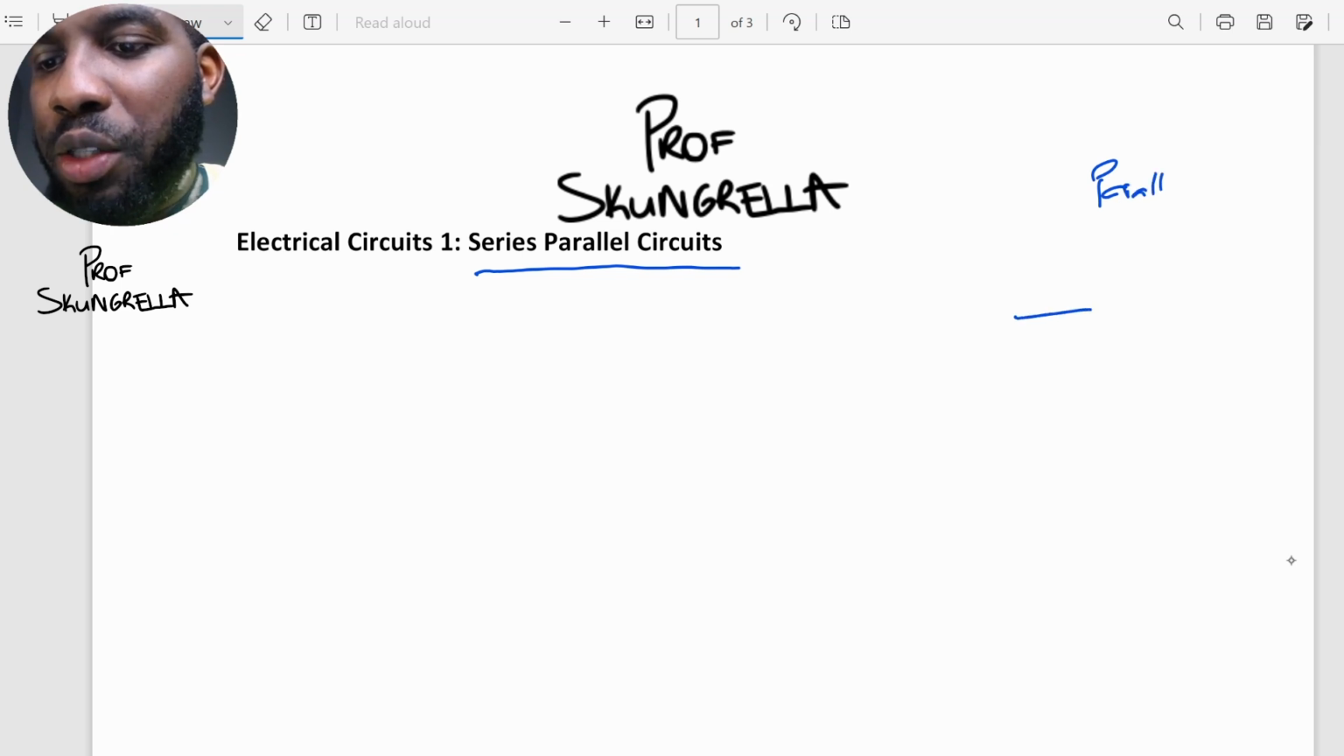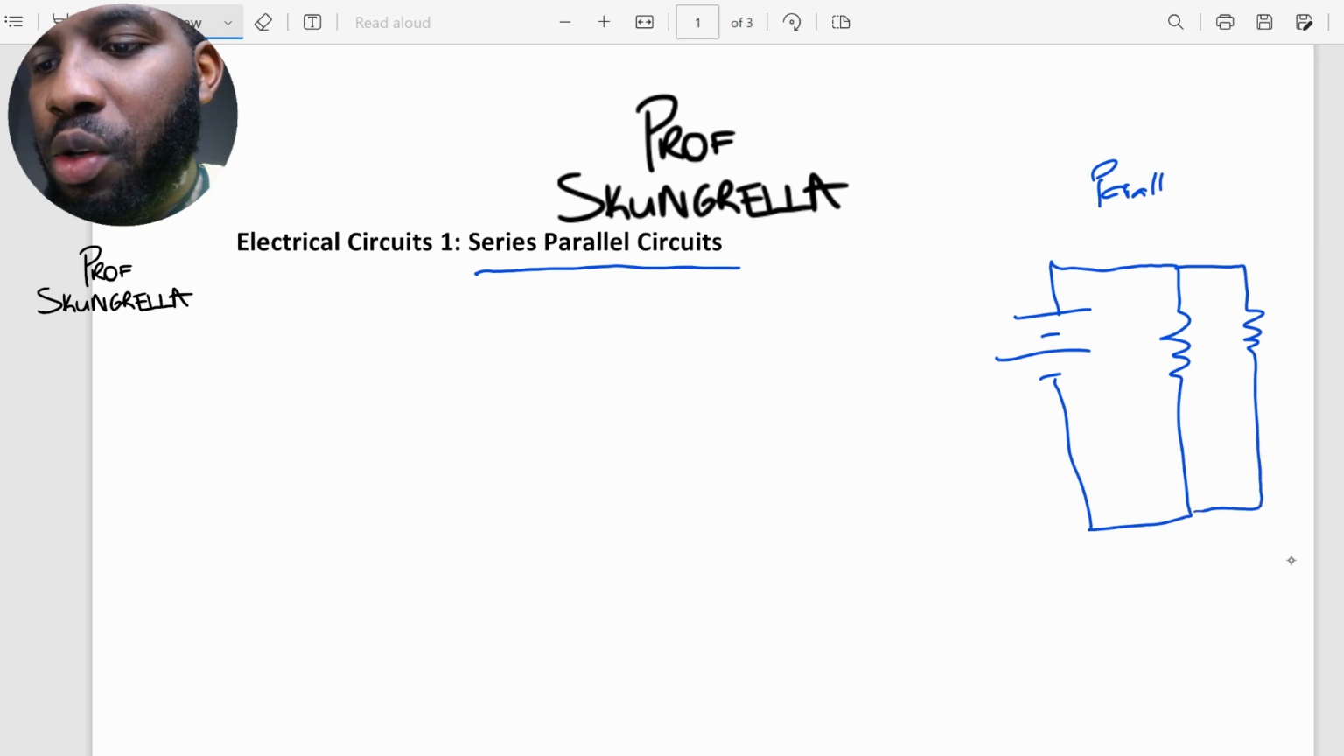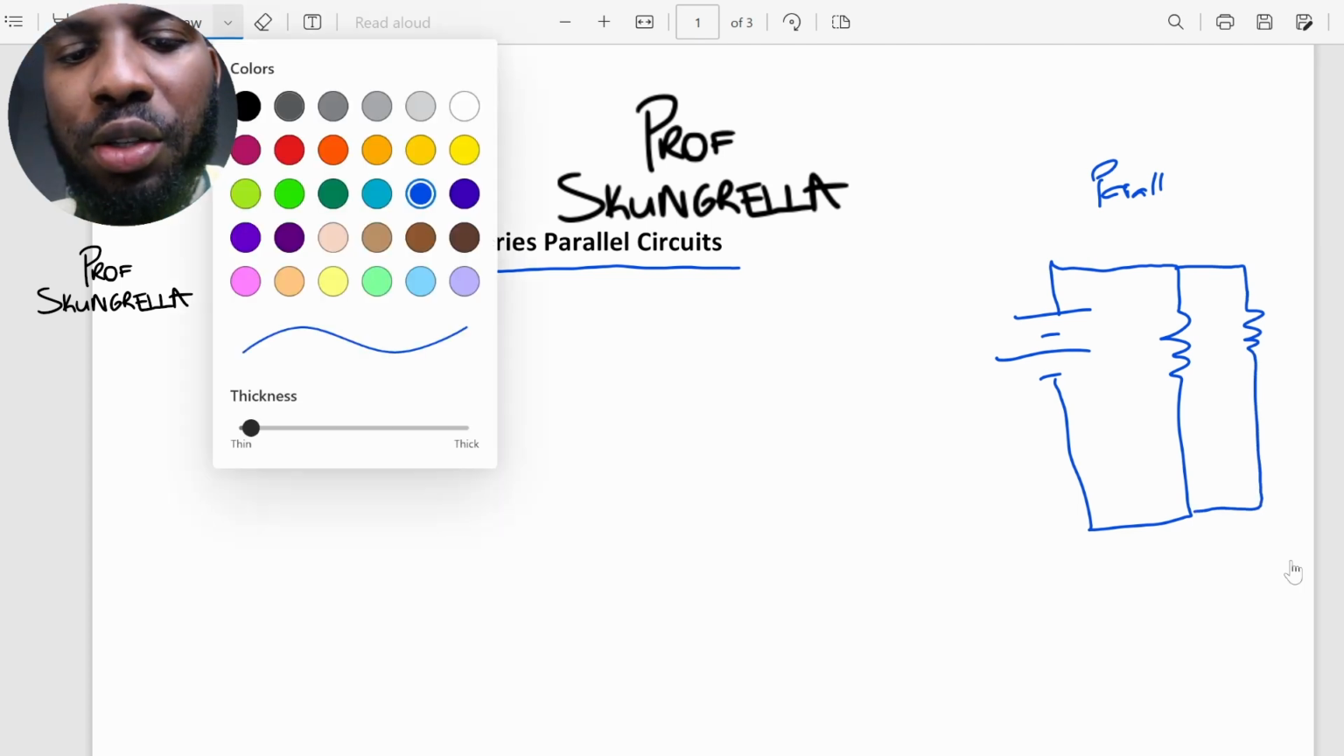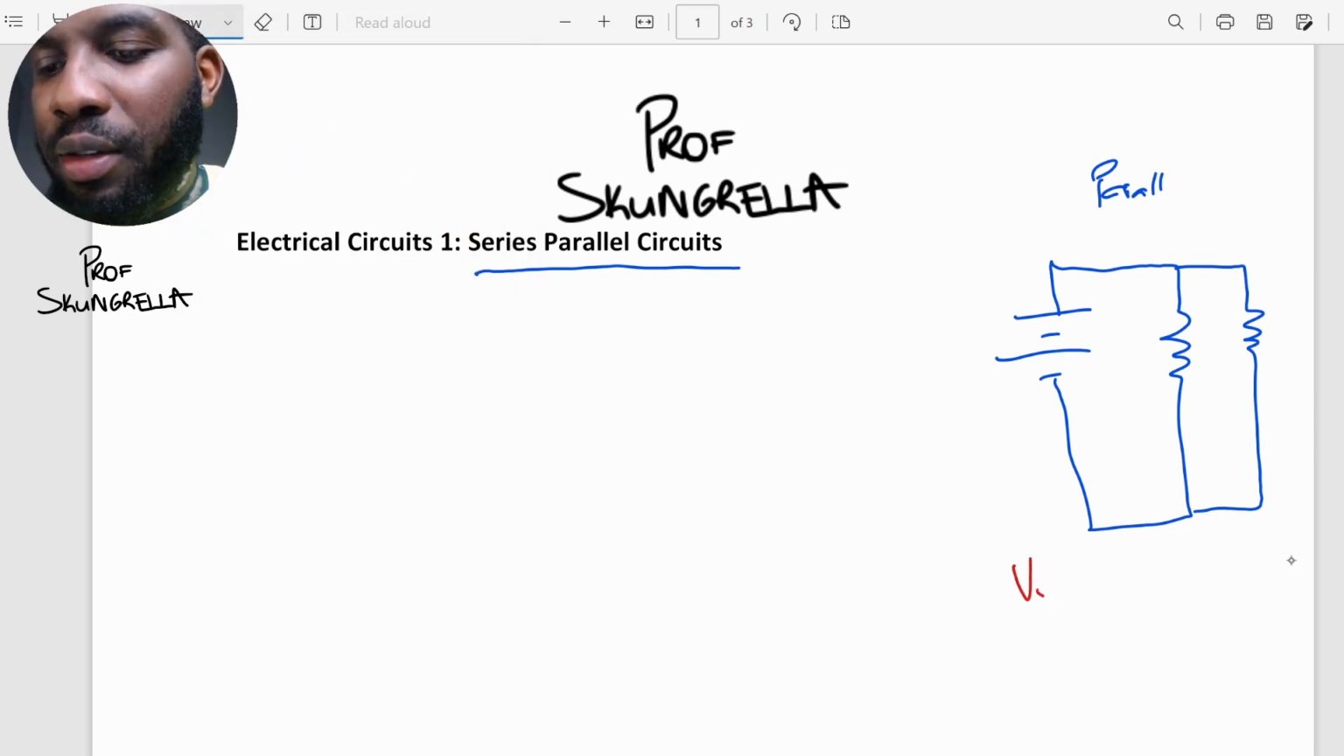So again, here I'll just draw a quick circuit with two parallel loads. So this is a parallel circuit right here. And the points that we made about the parallel circuit, we said that the voltage across the resistors is the same, right? So the voltage is the same.